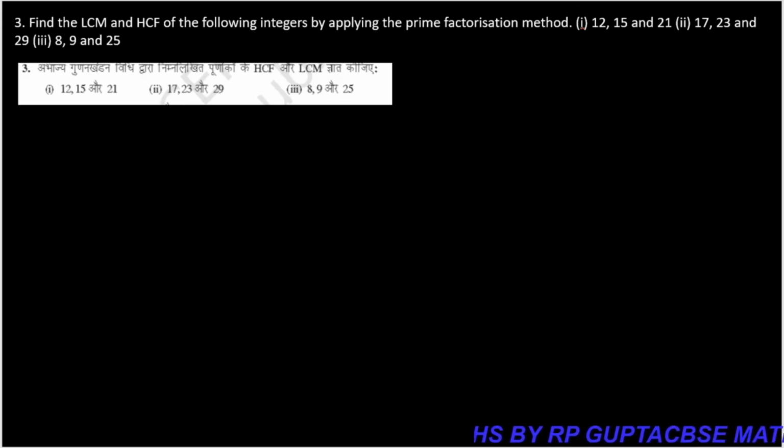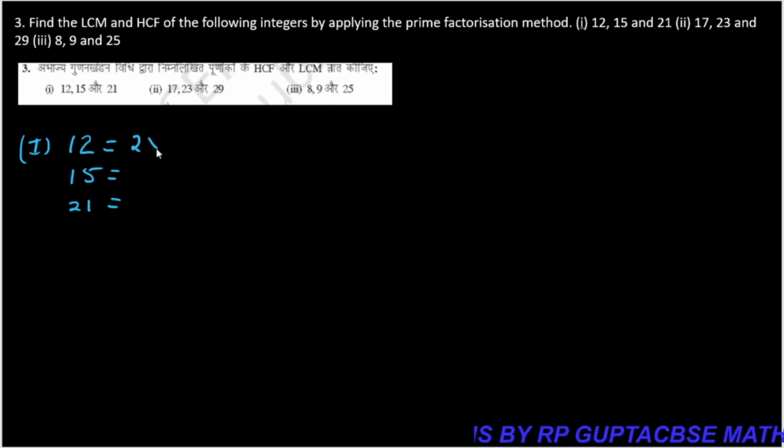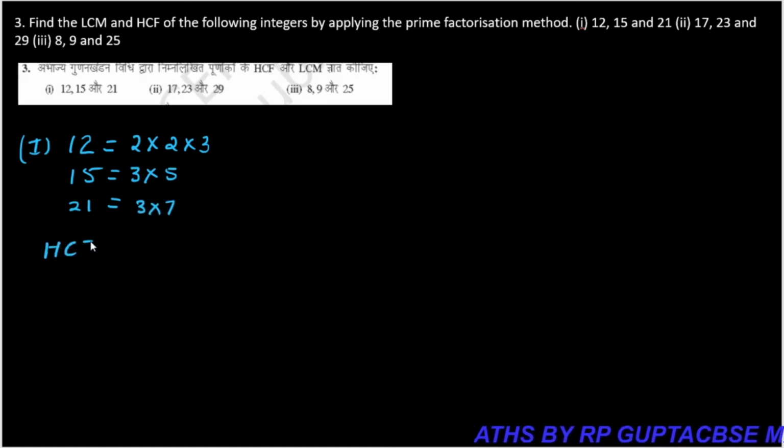How we will solve? First of all, I am going to solve the first part. See what the first part is. 12, 15 and 21 are given. I will do the factors of 12: 2 into 2 into 3, 2 twos are 4, 4 threes are 12. For 15, 3 into 5. And for 21, 3 into 7. So for the HCF, highest common factor, what is common between these terms? 3 is here, 3 is here, 3 is here. So HCF will be 3.